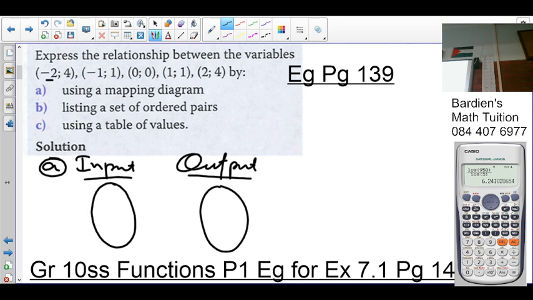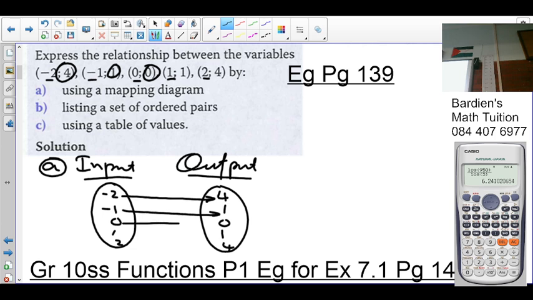So what we do is we have sets. Our first one is -2, -1, 0, 1 and 2. These are the input values. It maps onto 4, 1, 0, 1 and 4. You see that? So that is mapping: 0 with 0, 1 with 1.